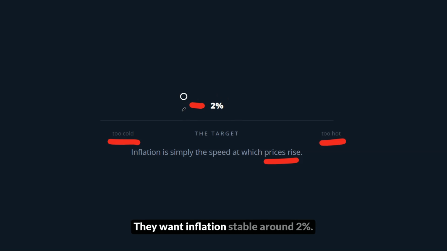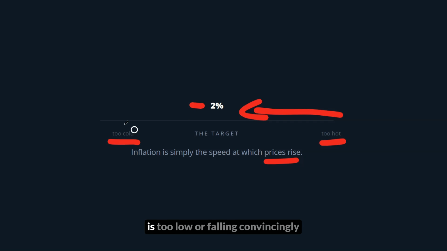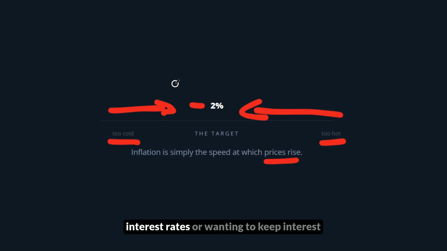They want inflation stable around 2%, which means when inflation is too high and rising, the central bank has pressure to raise interest rates, maybe keep interest rates high, keep policy restrictive for longer in order to bring inflation back to 2%. On the contrary, when inflation is too low or falling convincingly towards target, maybe it's falling so fast and so well that the central banks may want to front-run the fact that it may fall below 2%. And so they start to cut interest rates or keep interest rates low in order to make sure that inflation then stays around 2%.